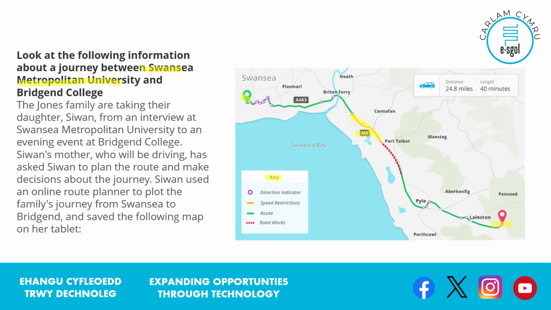Now, interestingly, if you look really carefully, you can see actually underneath here is normal road. Underneath here, there's roadworks and speed restriction as well, because it's orange underneath it. And finally, you've got this little bit of information at the top here. You've got that this is a route clearly for a car. The distance in total is 24.8 miles, and the length that this journey should take is 40 minutes. It doesn't tell us any more about that.